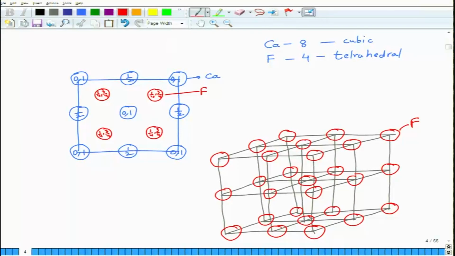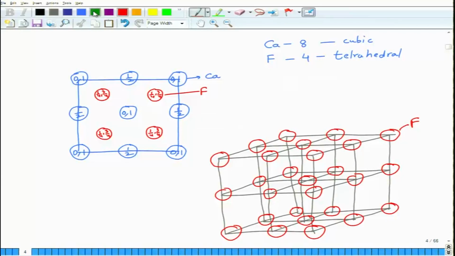Now, you need to put calcium in it. So, the problem is these are 8 unit cells, you have 8 fluorine atoms. You can only put 4 fluorine in there. So, the way 4 fluorines get in is like this.